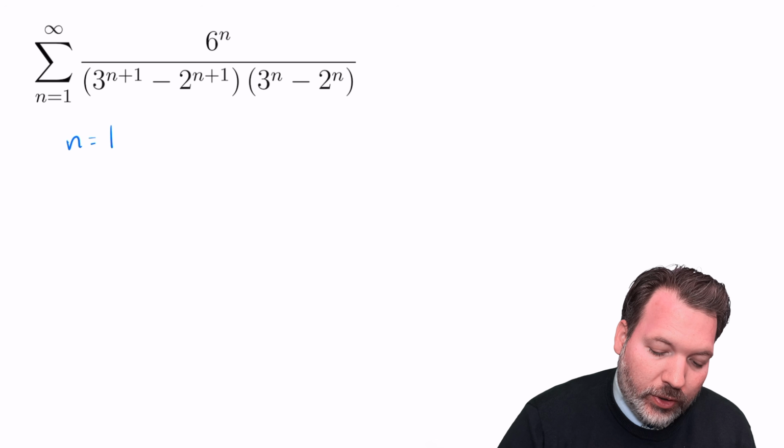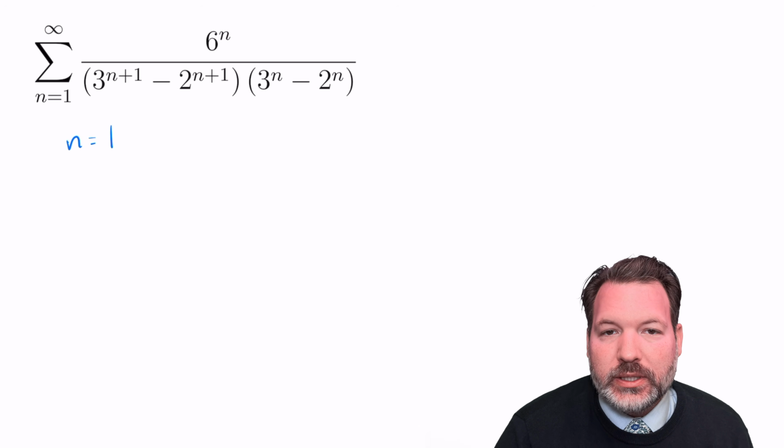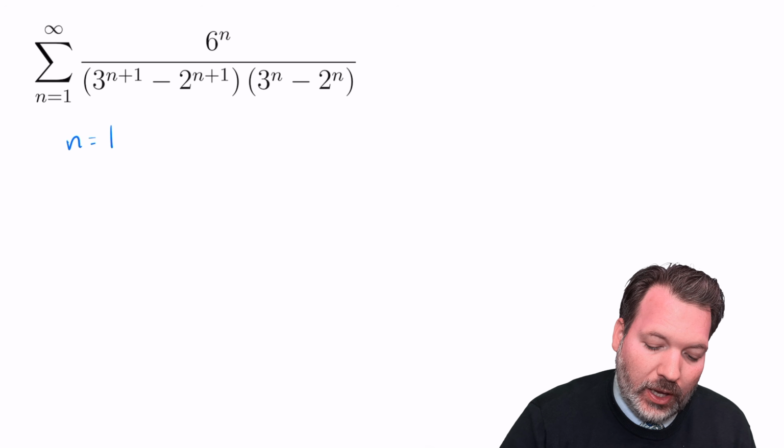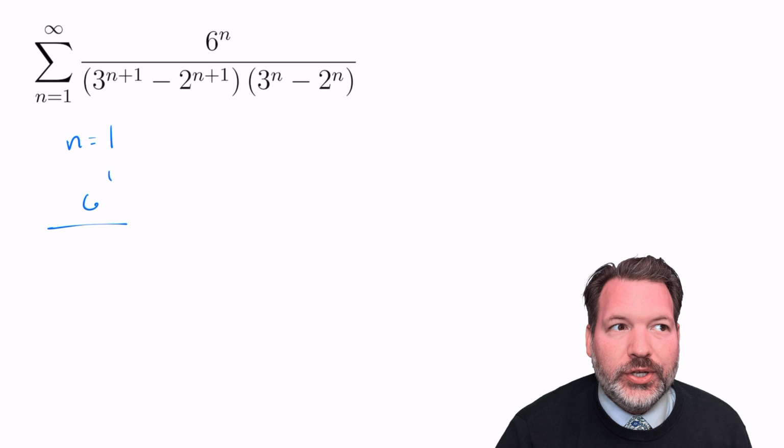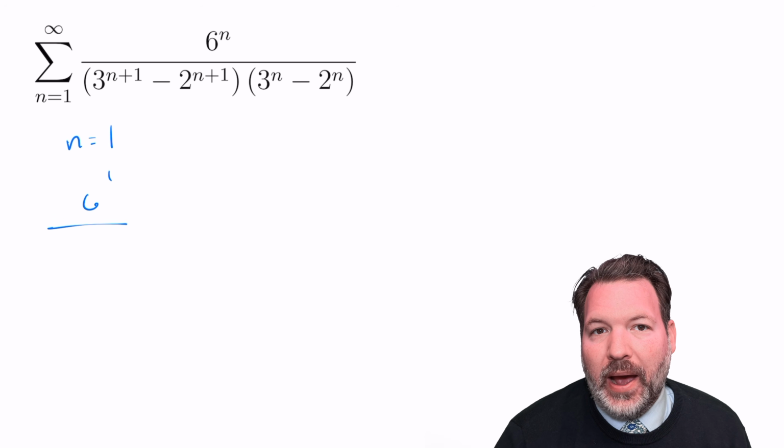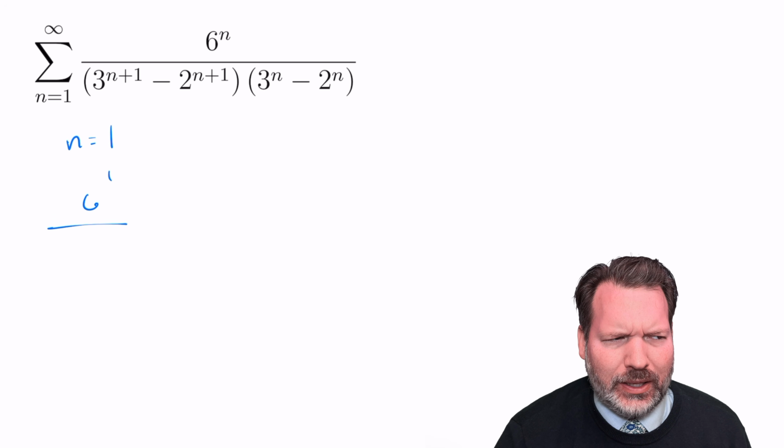We'll start with, of course, n equals 1, just the first term in the sequence, which will also be the first partial sum. We get 6 to the first in our numerator, and then we're dividing it by two different differences of powers of 3 and 2. I think I said that correctly.